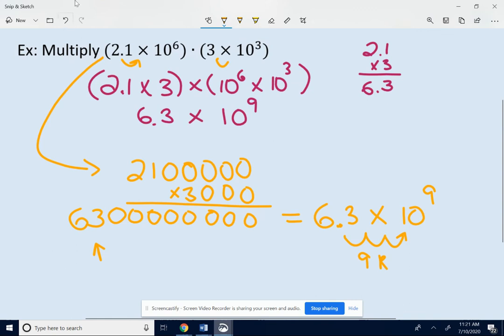Okay, the shortcut is to multiply your decimals together, the numbers in front, and then multiply your powers by adding the exponents up.